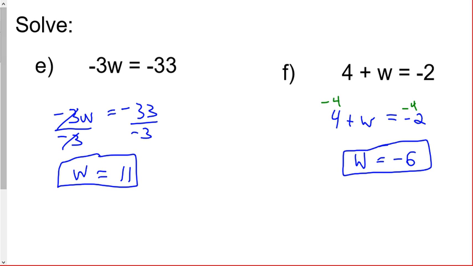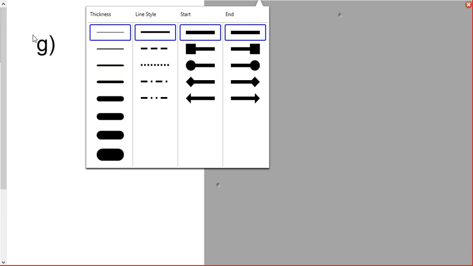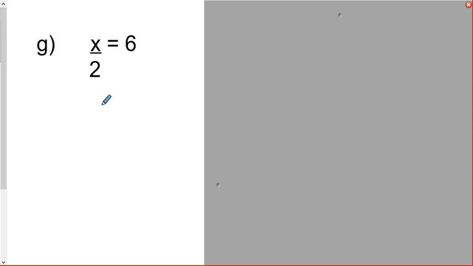Okay, a couple more examples, then we're going to jump in on some practice. We got a dividing one here. But this doesn't really change anything. We just do the same we've been doing before. We've got a division problem. So how are we going to undo division? We're going to multiply. Because x is being divided by 2, I'm going to multiply to undo that. So I've got x over 2 equals 6. I need to multiply both sides by 2.